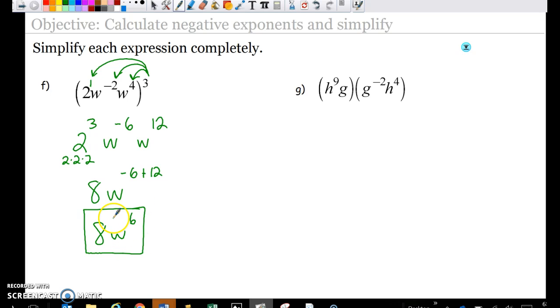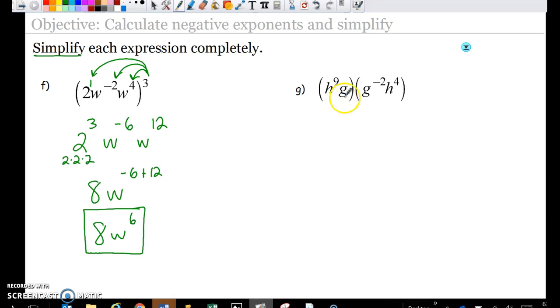And that's a lot simpler than what I had at the beginning. And that's the goal. Now, what is simple and what is not is sort of subjective. It depends on who you are. Some people might like different expressions to look different, depending on what you're doing. But I think most people would agree that 8w to the 6th power is simpler than what I started with.